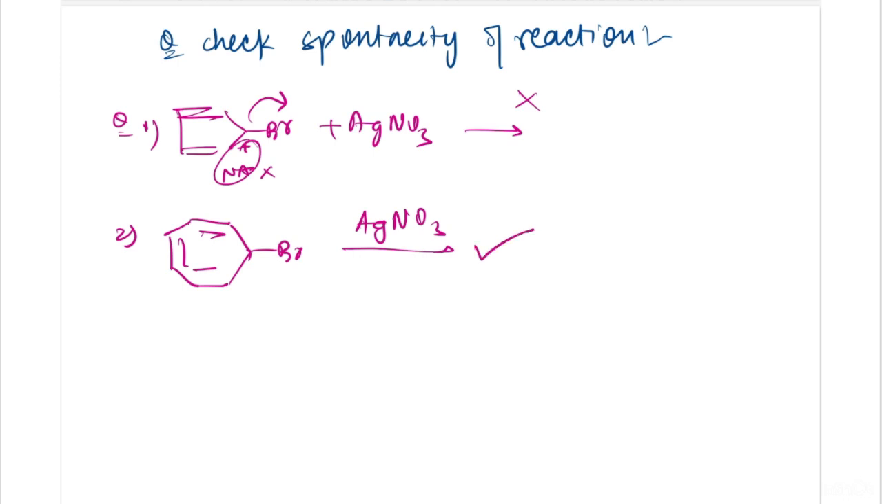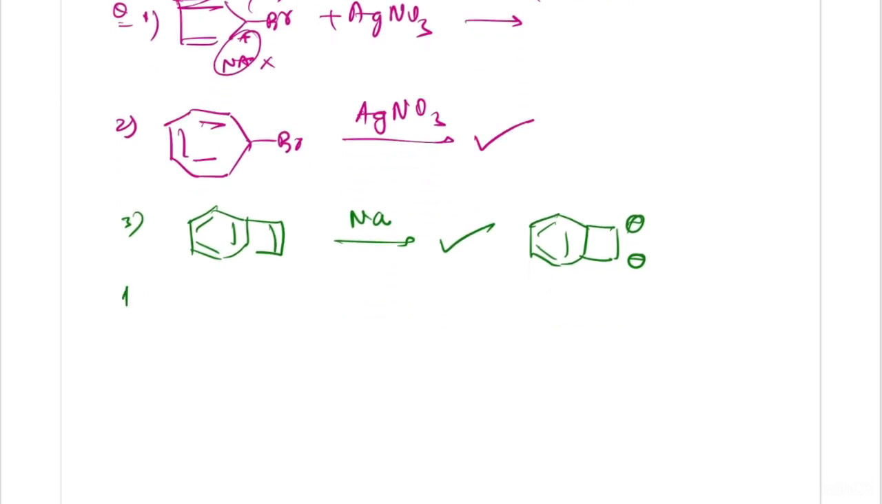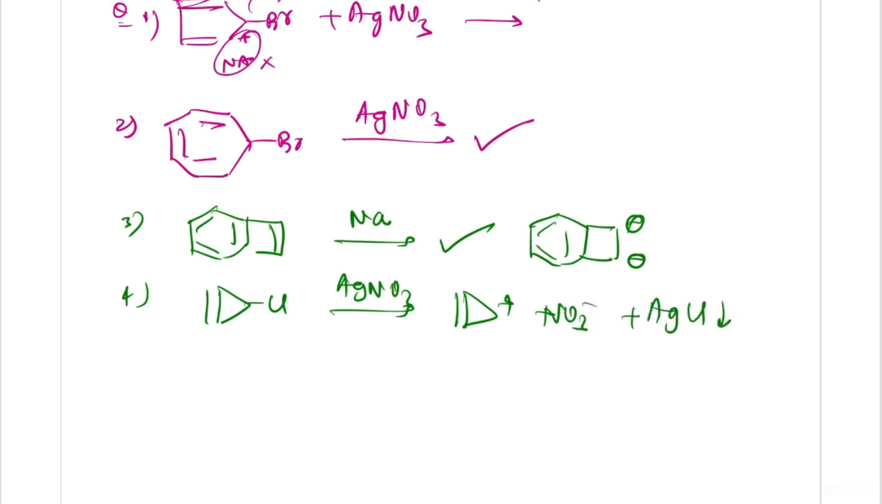Third, whether it reacts with sodium metal. Yes, it will react with sodium metal because one of the rings is anti-aromatic, and it will form both rings as aromatic, or the overall system to be aromatic. Now there is one more question, fourth: chlorine when it reacts with AgNO3. Yes, it will form AgCl plus NO3 minus. Yes, it will form the precipitate because it will form an aromatic ring.